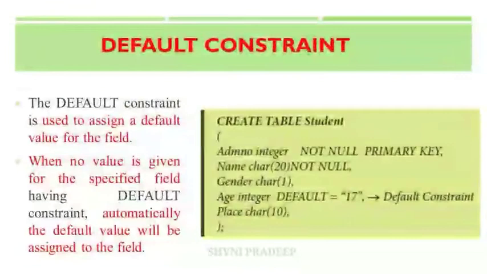Next constraint is default constraint. The default constraint is used to assign a default value for the field. When no value is given for the specified field having a default constraint, the default value will automatically be assigned to the field. That is called default constraint.